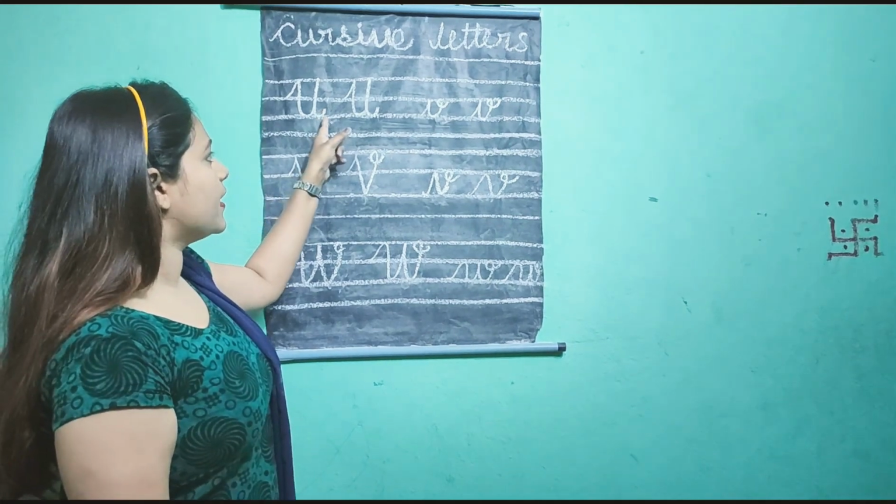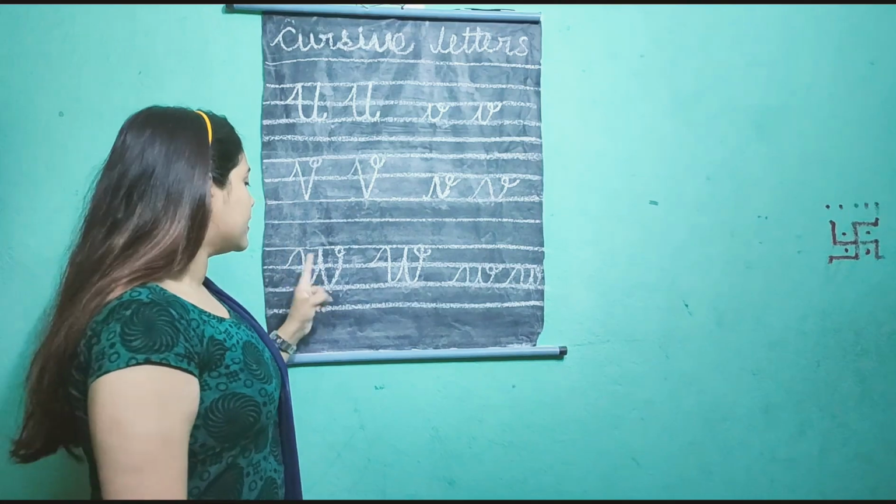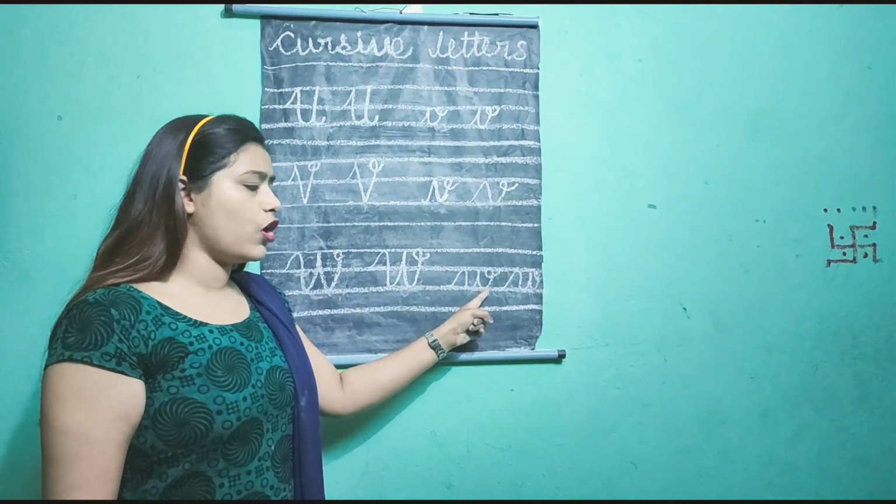So this is capital U, this is small u, this is capital V, this is small v, this is capital W and this is small w.